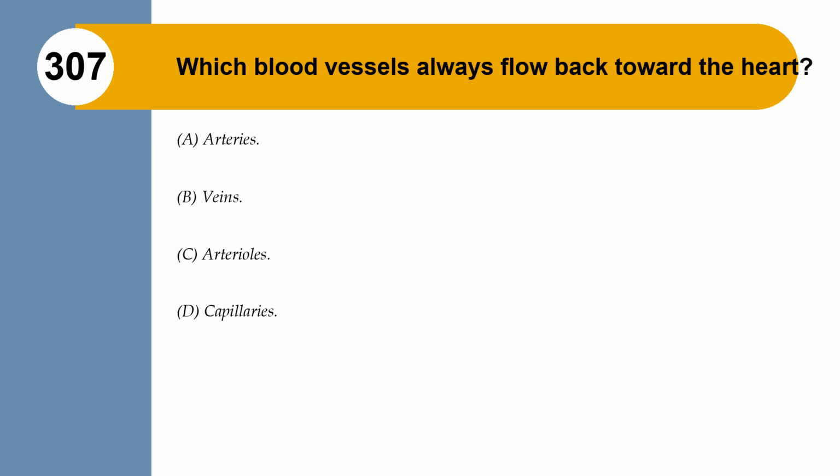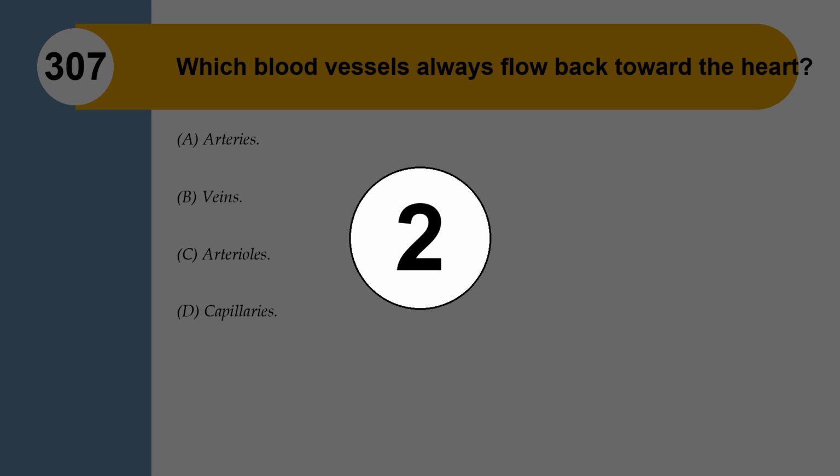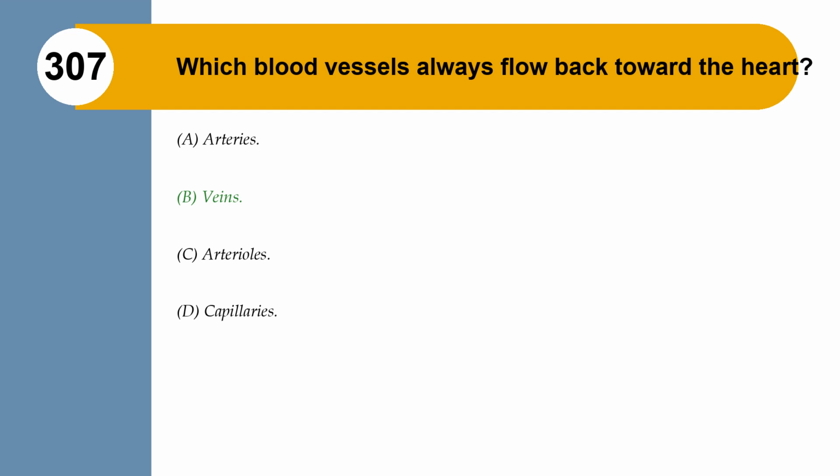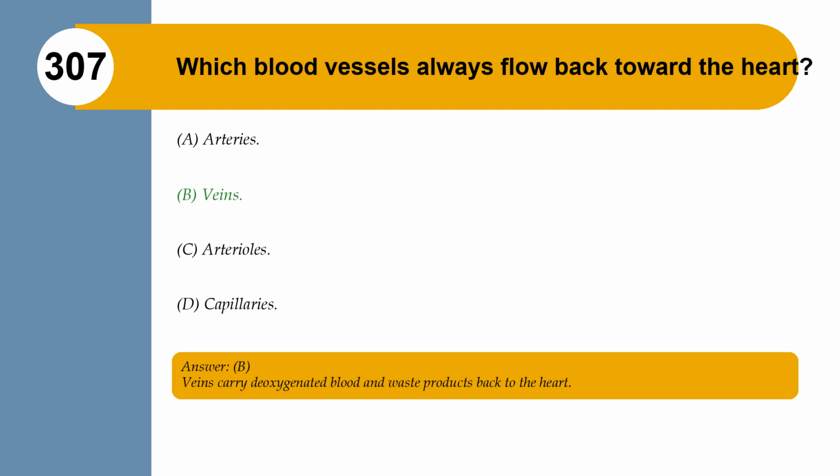Question 307. Which blood vessels always flow back toward the heart? Option A, arteries. Option B, veins. Option C, arterioles. Option D, capillaries. The correct answer is option B, veins. Explanation. Veins carry deoxygenated blood and waste products back to the heart.